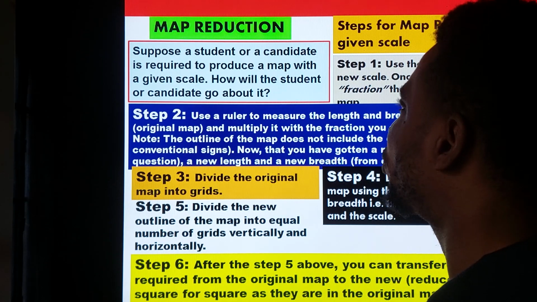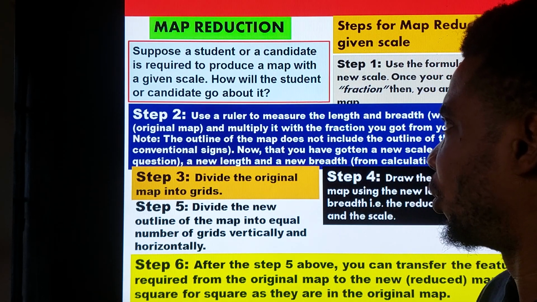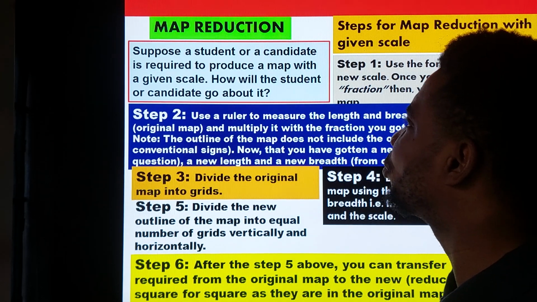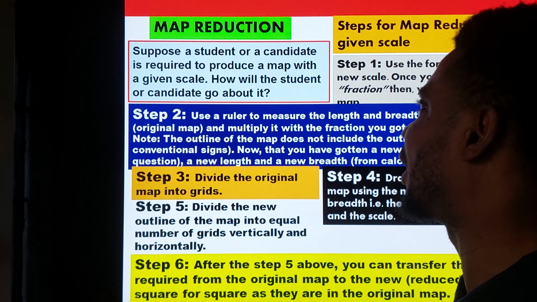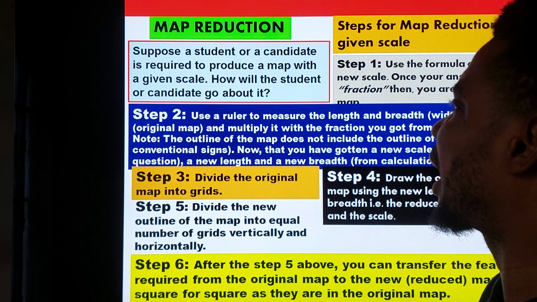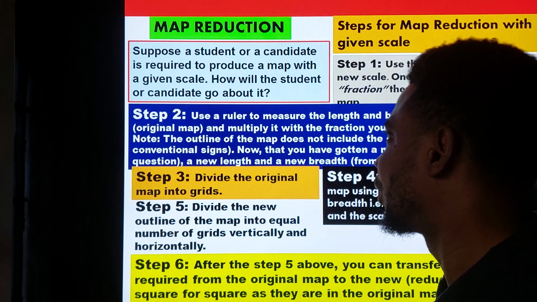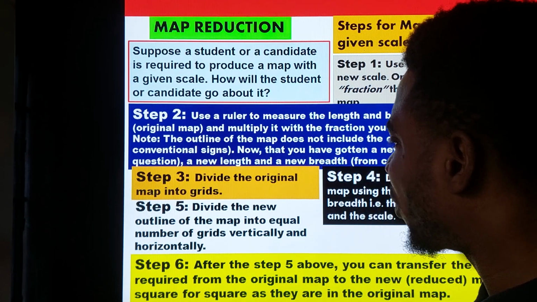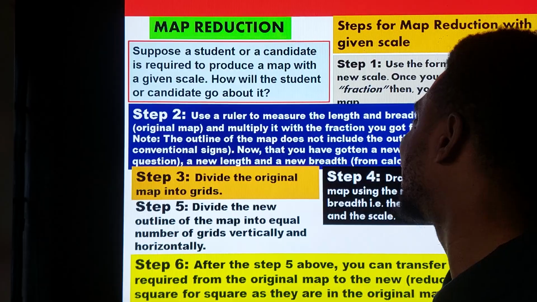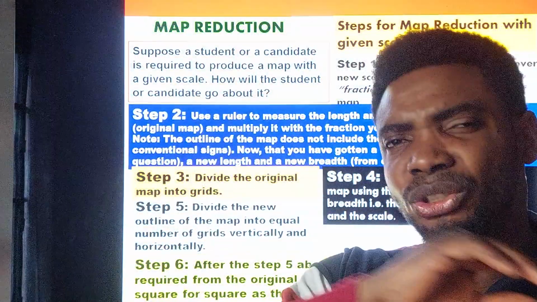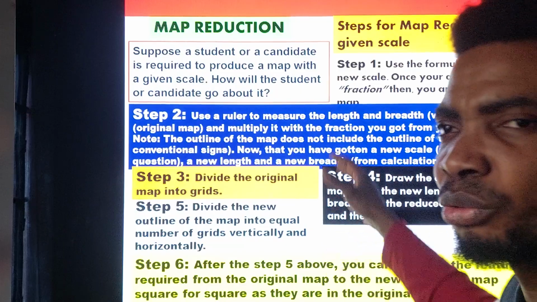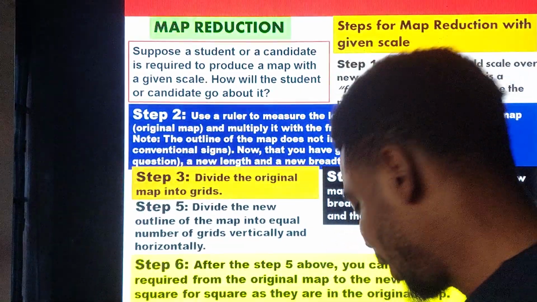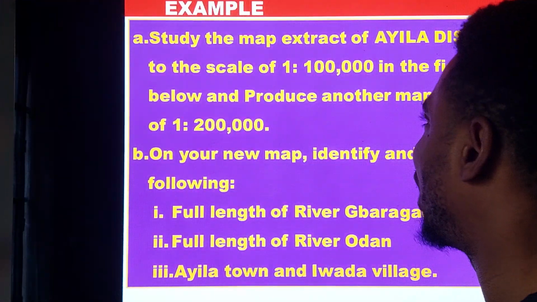Alright, so let's go to map reduction. Suppose a student or a candidate is required to produce a map with a given scale. How will the student or candidate go about it? So you have all of this procedure, and I'm just going to go into practical with you so that you can save the stress of going through all of this. I have explained it the other time, but let me go through it again.